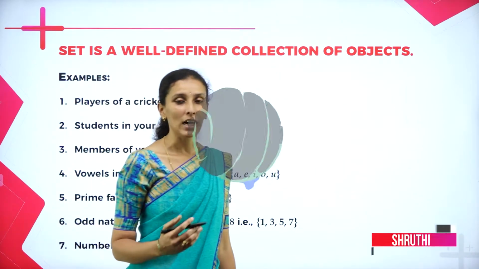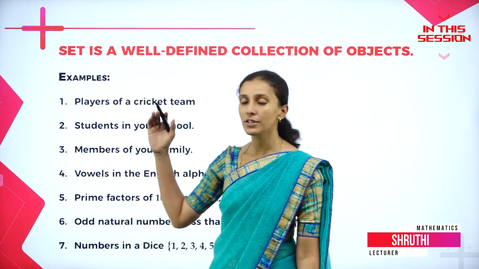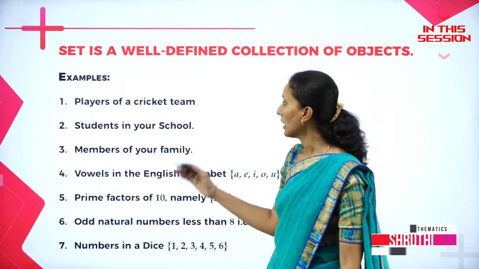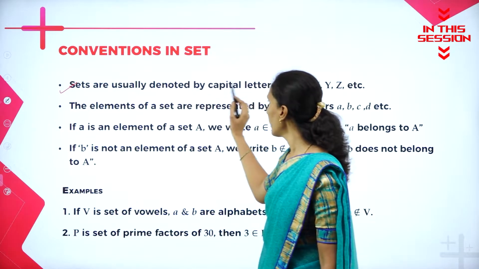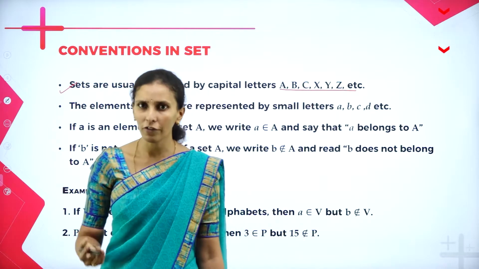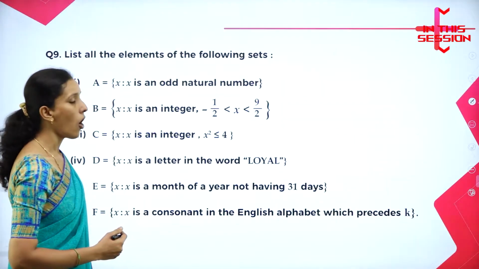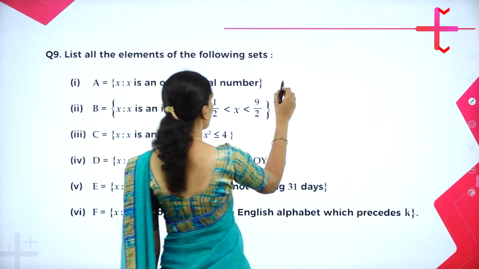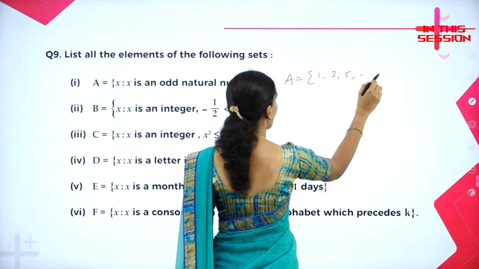A set is a well-defined collection of objects. So examples for sets here I have given players of a cricket team. Sets are usually denoted by capital letters A, B, C, any alphabet letters can be used to denote a set. X is an odd natural number. So let me start with 1, 3, 5, etc.